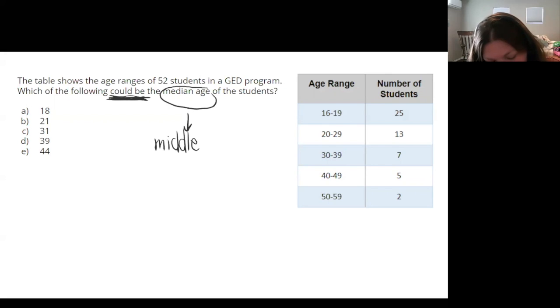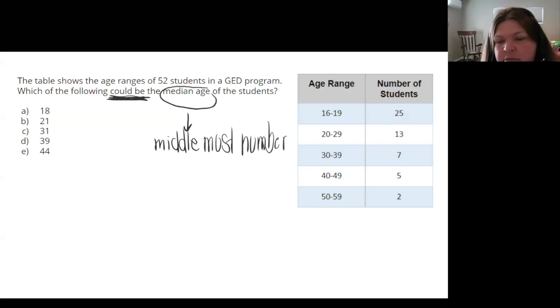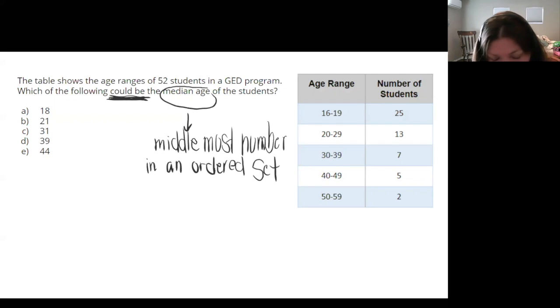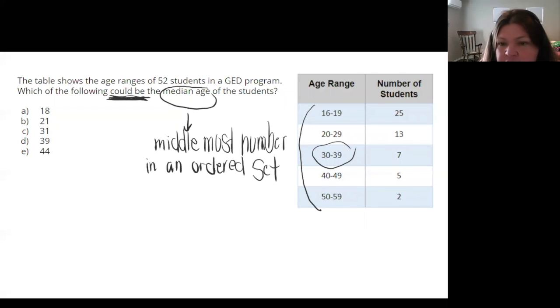Beautiful. It's the middlemost number, and we qualified it on the last problem. It's the middlemost number in an ordered set. Okay, so I got a lot of students who look at this. They say, look, it's an ordered set. They're in order. There's the middle. I'm done. They say, okay, well, we got to be in there. And then they get really confused because they're like, oh crap, there's 2 in the middle.